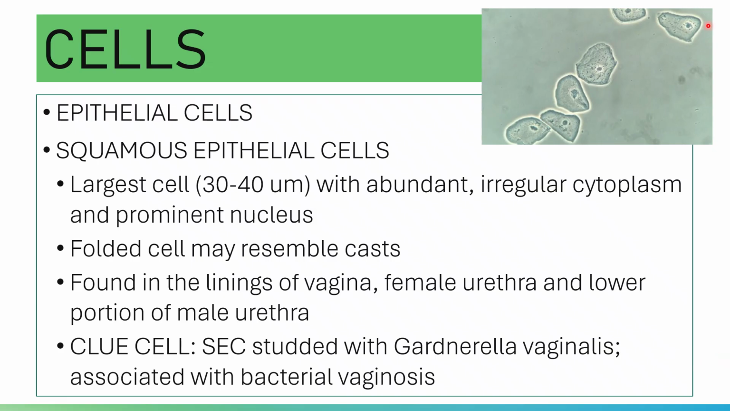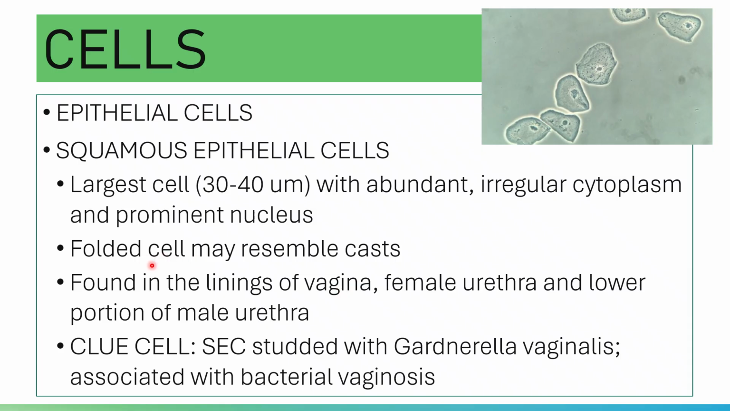The margins of your squamous epithelial cells are often folded. When you stain squamous epithelial cells with crystal violet safranin, the nuclei appear purple and the cytoplasm appears pink to violet.